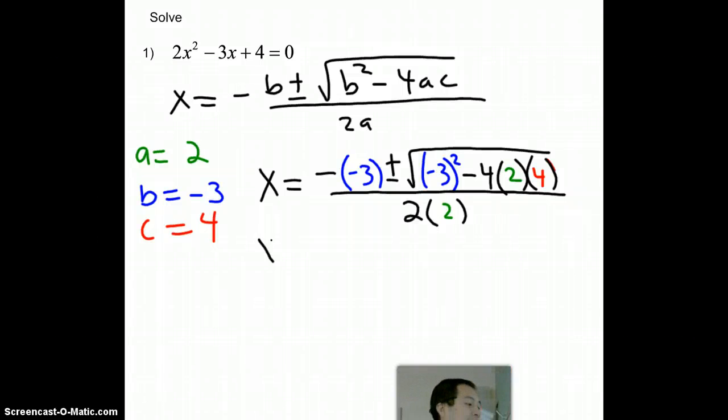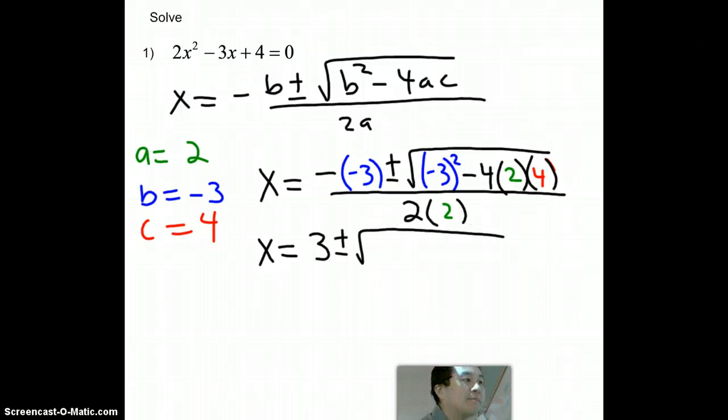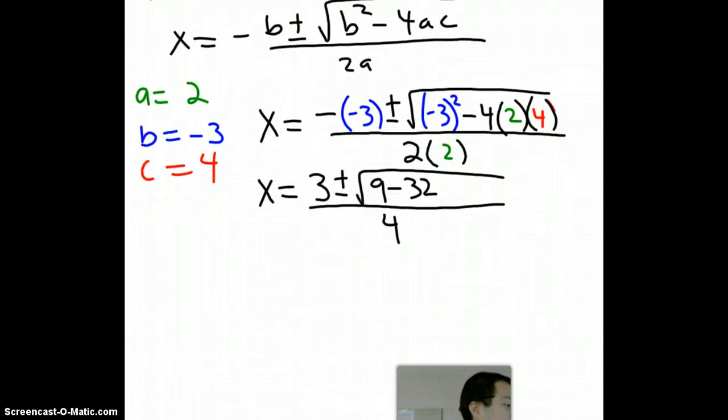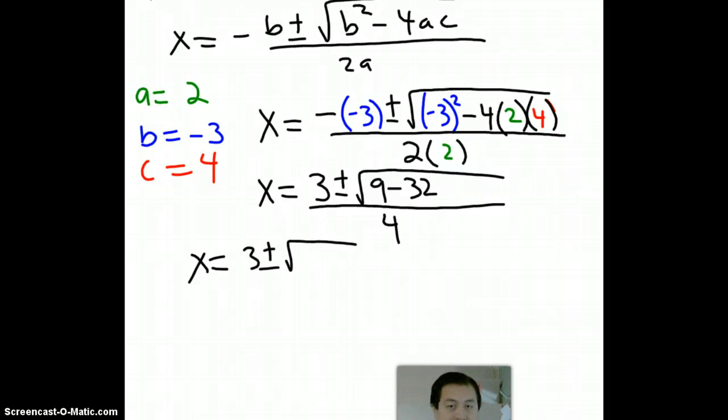Simplify it. X equals negative and a negative makes a positive 3 plus or minus the square root of b squared. That's negative 3 times negative 3, which is 9. Minus 4 times a times c. 4 times 2 times 4, which is minus 8 times 4, which is 32, divided by 2 times 2, which is 4. So far, so good? Let's move this down. X equals 3 plus or minus the square root of 9 minus 32 is 23. I don't know why I even asked you. Negative 23. Don't forget the negative. Divided by 4.